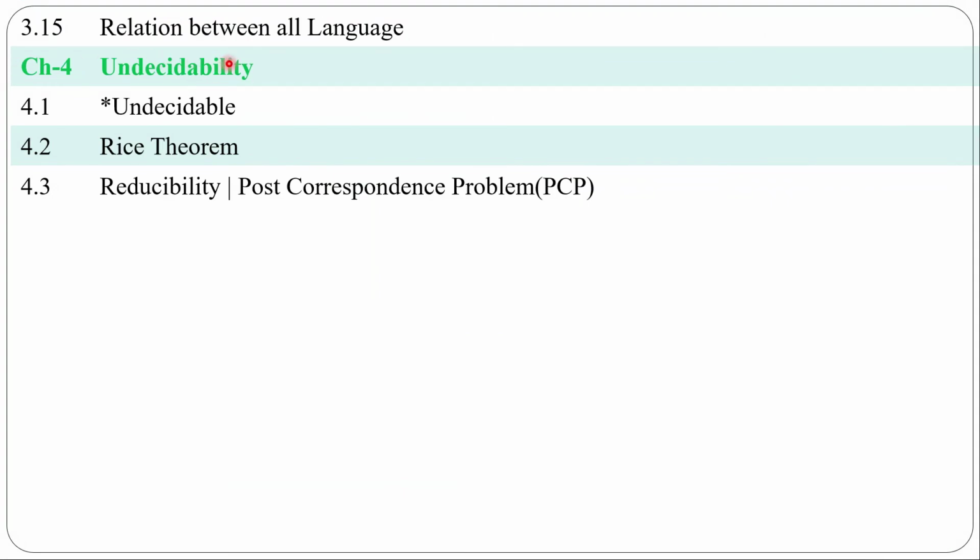Chapter 4 is undecidability. 4.1 is undecidable; you will get lots of questions from undecidable. Then 4.2 is Rice's theorem, 4.3 is reducibility and Post correspondence problem. Important are undecidability and reducibility.